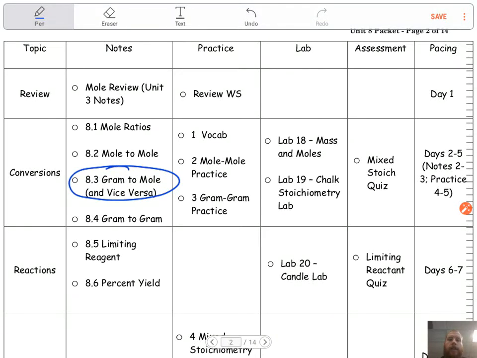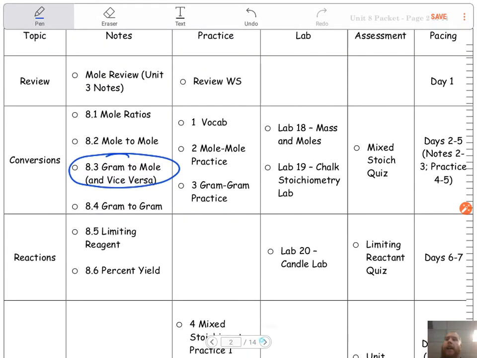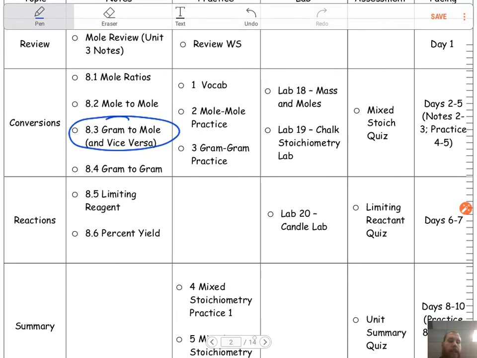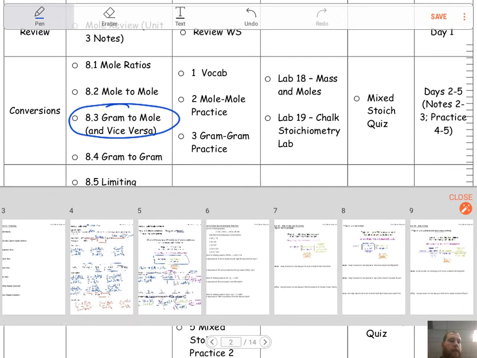Hey guys, this is video 8.3. We are now going to talk about gram to mole conversions as well as mole to gram. So we're going to go gram to mole first and then go backwards from there. We're going to be on page 7 in your notes.